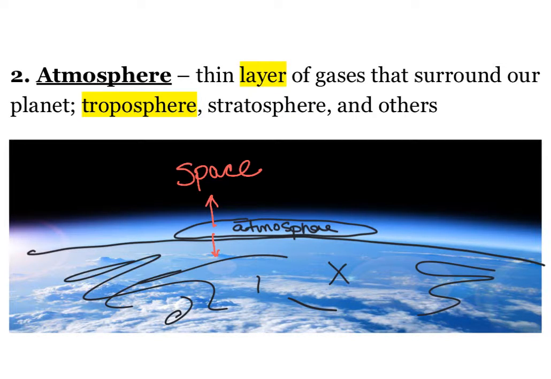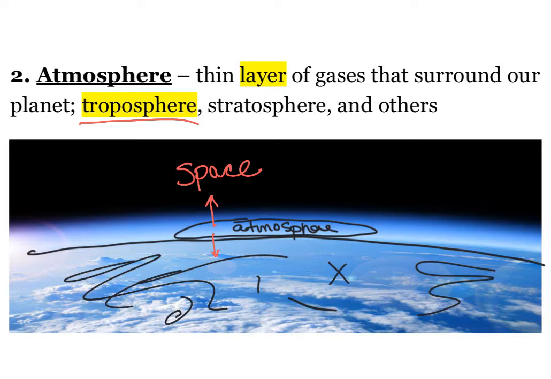And there are actually several layers of the atmosphere. The troposphere is the closest one to the ground. That is the bottom layer, I guess you would say. That's actually where all of our weather occurs. It's where everything we know and love exists.